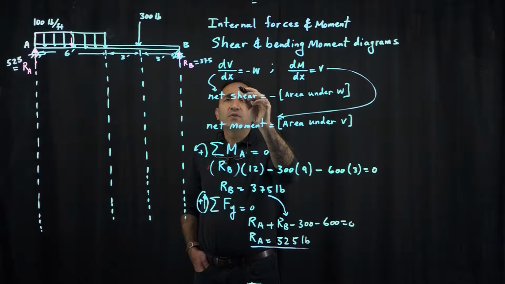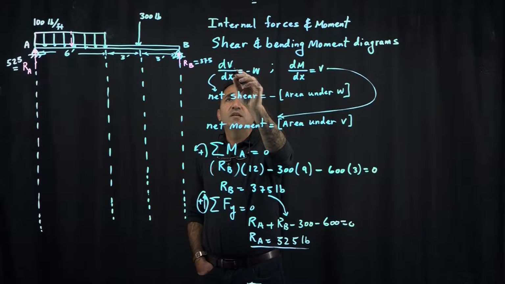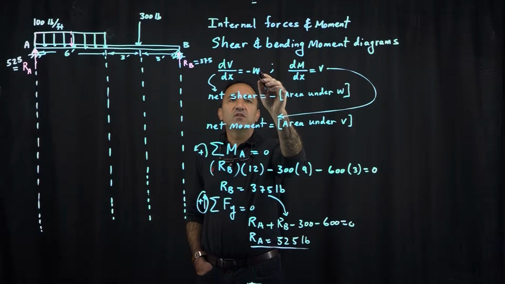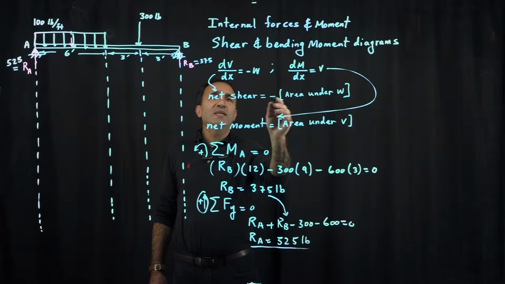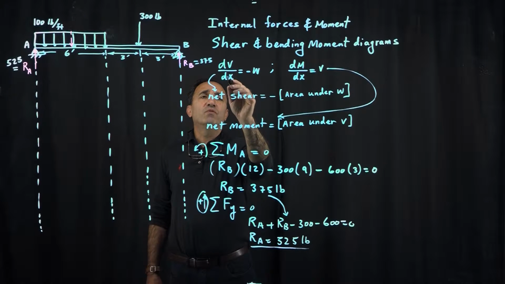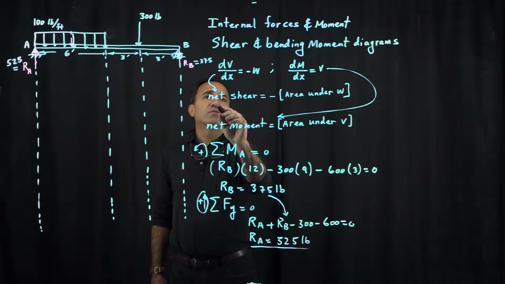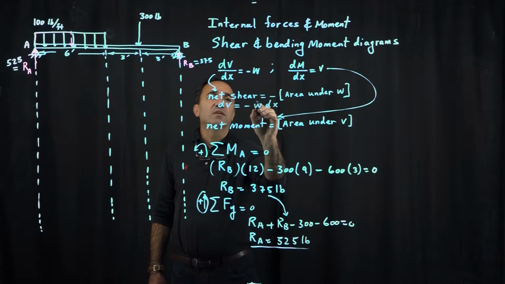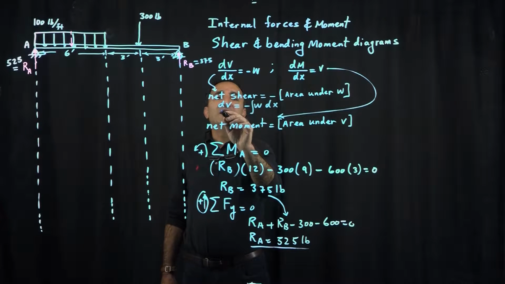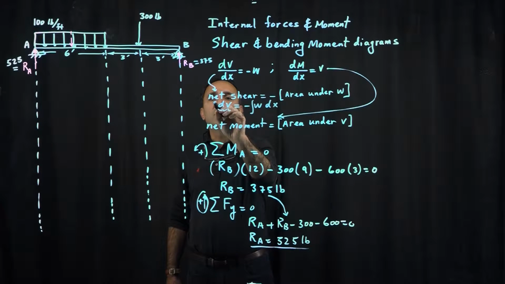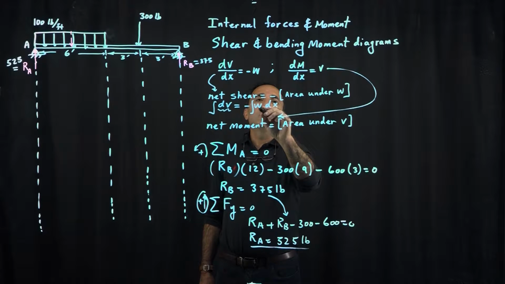The two important relations are written here for you. The derivative of the shear with respect to position is the negative of the intensity of the load w, which is basically called the shear gradient. When you rearrange this, dV equals the negative of the integral of w dx, which means that dV, when integrated, becomes the net shear.